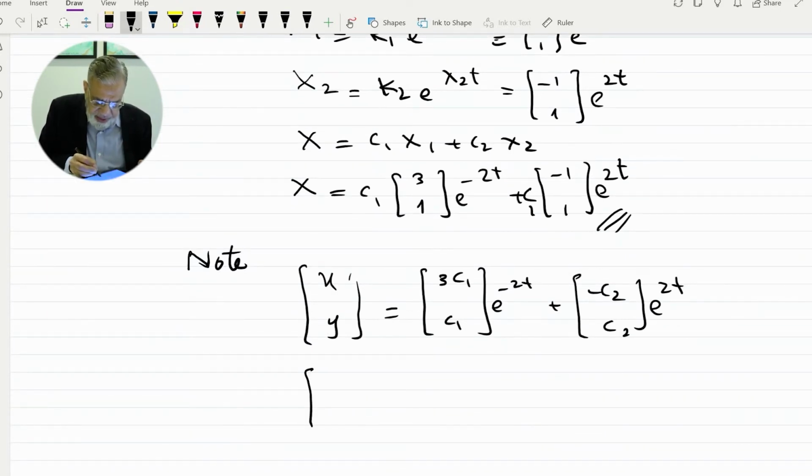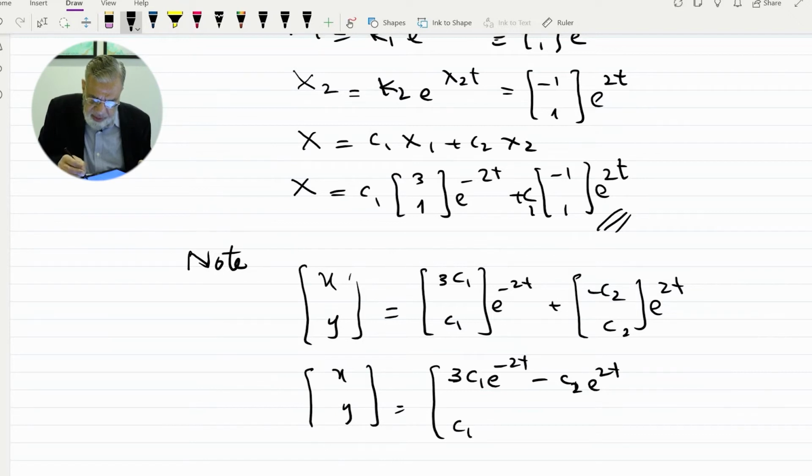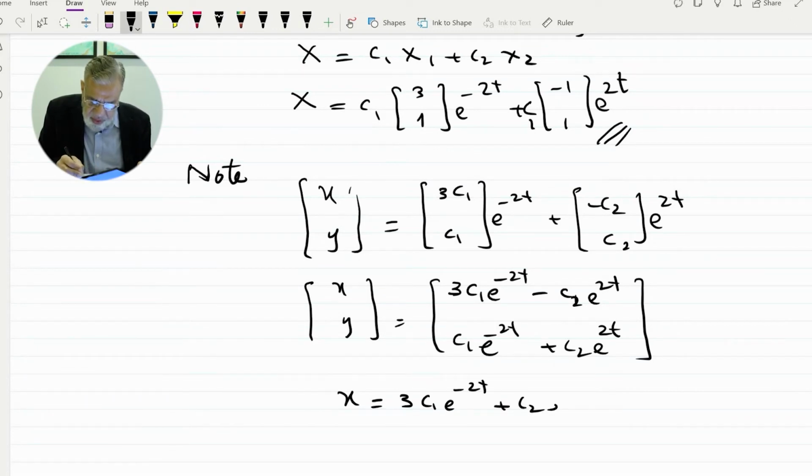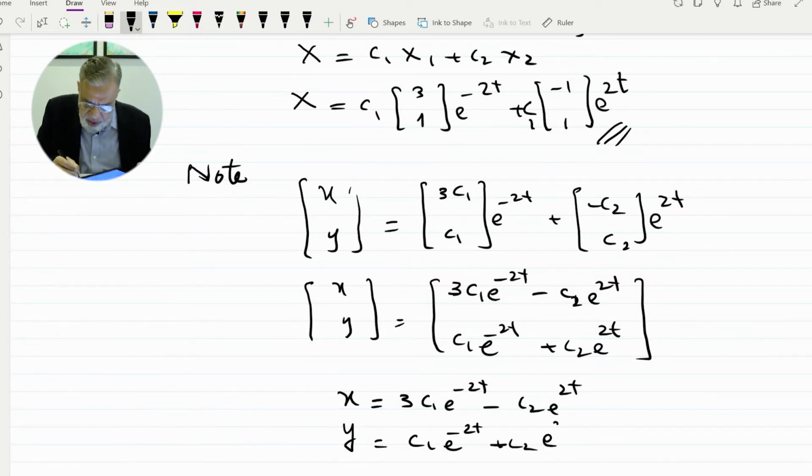We can have here this (x, y) is equal to, we can write this one as minus 3c1 e to the power minus 2t, minus c2 e to the power 2t, and c1 e to the power minus 2t plus c2 e to the power 2t. Now we can write the solution of our equation in terms of x and y. My x is equal to 3c1 e to the power minus 2t minus c2 e to the power 2t, and my y is equal to c1 e to the power minus 2t plus c2 e to the power 2t. So that's how we can write the solution of our problem.